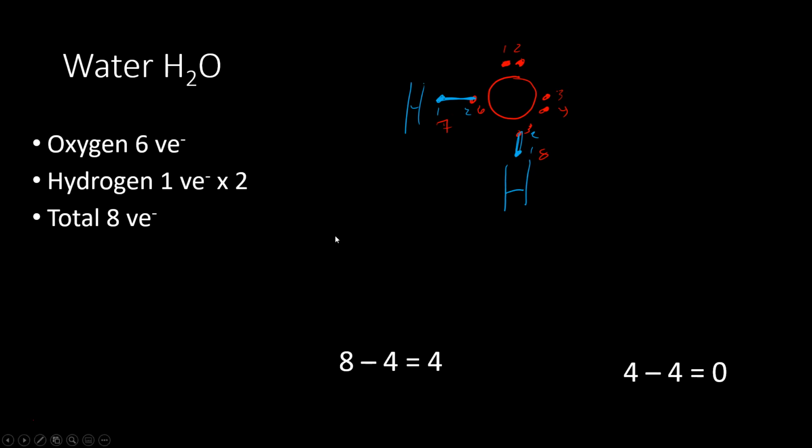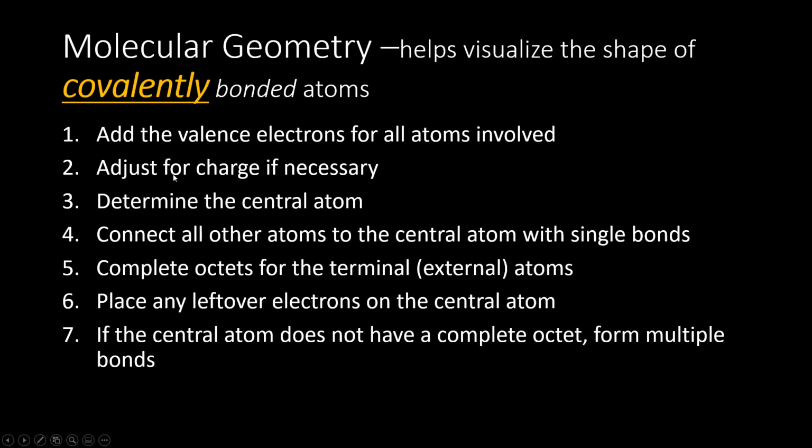Now, the other way to do it is this method of adding up the valence electrons and distributing them evenly. This method actually does maybe resemble what happens more toward what our understanding is. But let's go back to the list of rules.